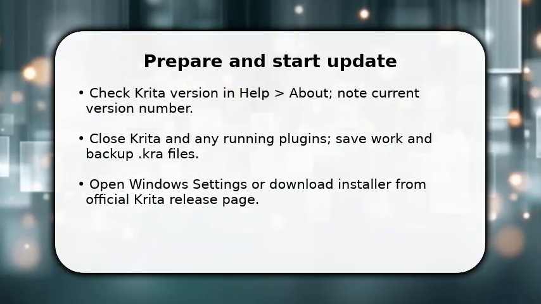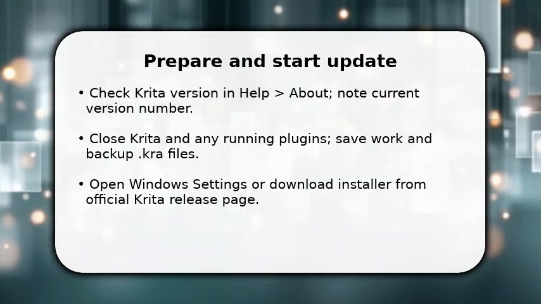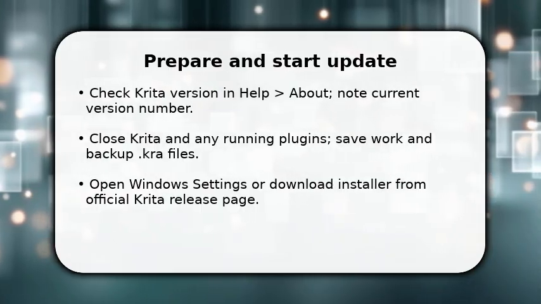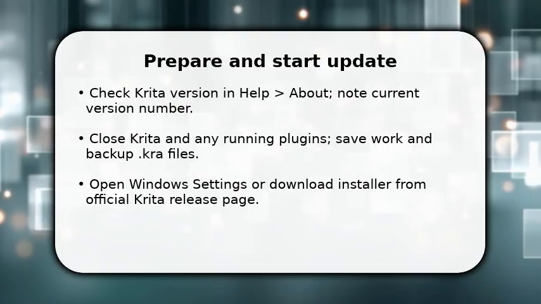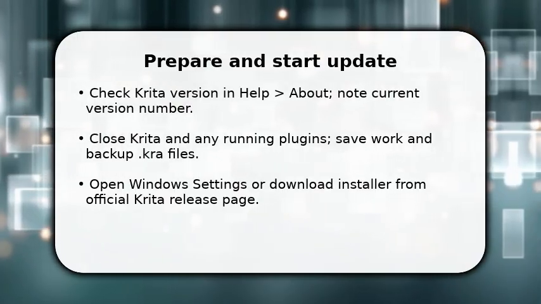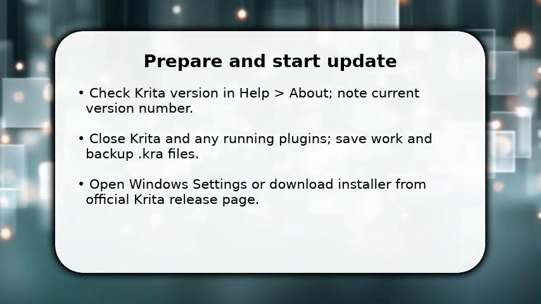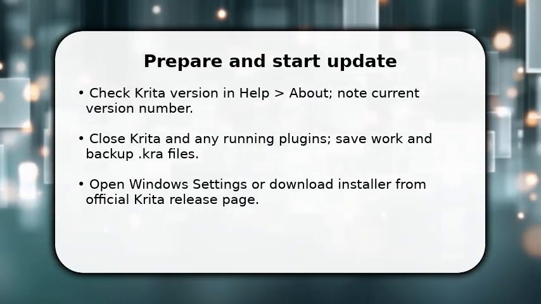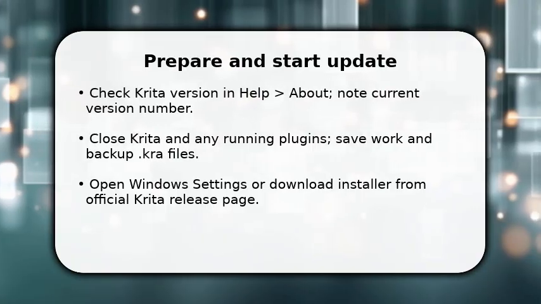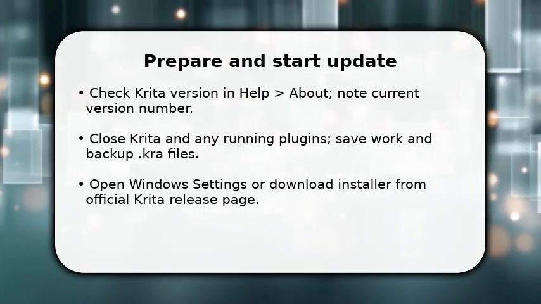You start by confirming the exact Krita version you have. This prevents mismatches. Once done, save and close any active projects, then shut down plugins and background instances so files aren't locked. Now, decide whether to use the Microsoft Store, Portable Build, or Official Installer. Choose the installer for a full update.